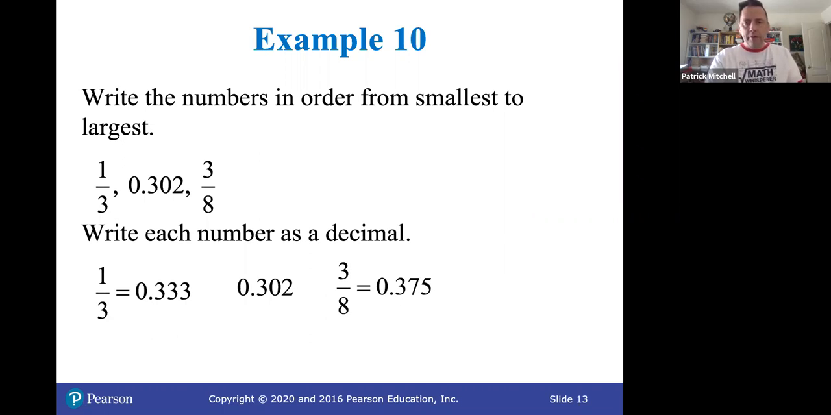So these three numbers all have the same tenths digit, but they all have different hundredths digits. The hundredths digit in the middle number is a 0. In this number, it's a 3. And in this number, it's a 7. So that's actually the order that these numbers would go from smallest to largest. This one is the smallest. This one is in the middle. This one is the largest. So the answer would look like this.